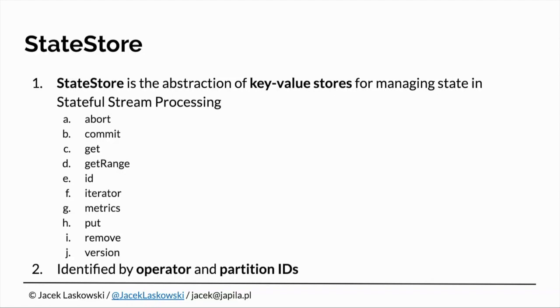You store keys and values. They represent your state. You've got abort, commit, get, range. All these methods are part of this abstraction, part of this contract. So if you need some more sophistication in the state store implementation, you can implement your own state store. Yeah, that's possible. It's identified by operator and partition ID.